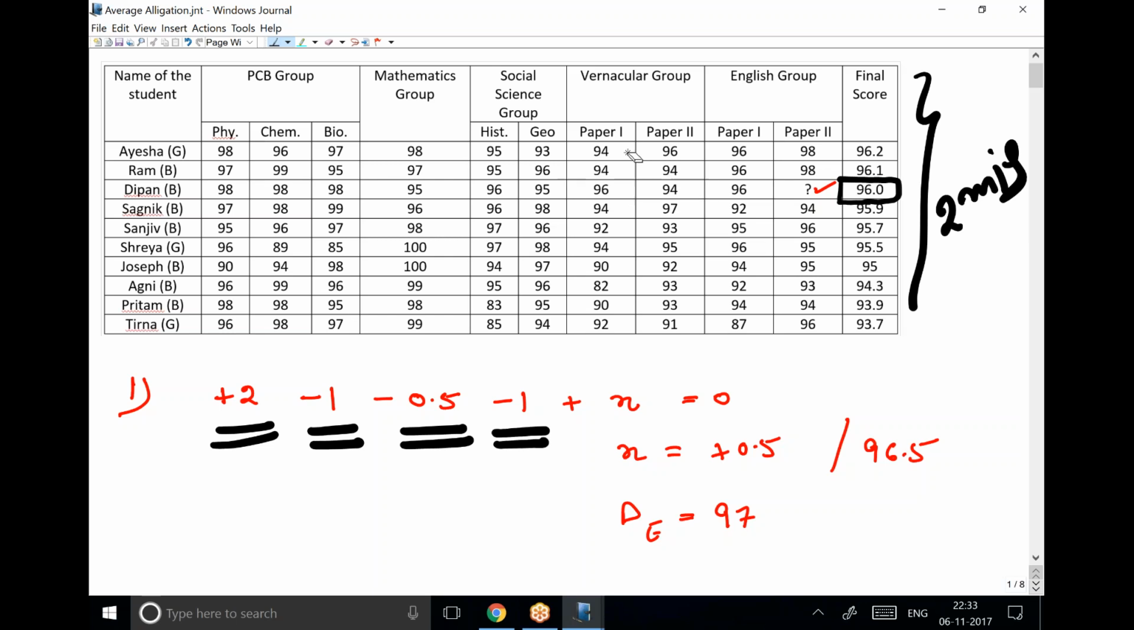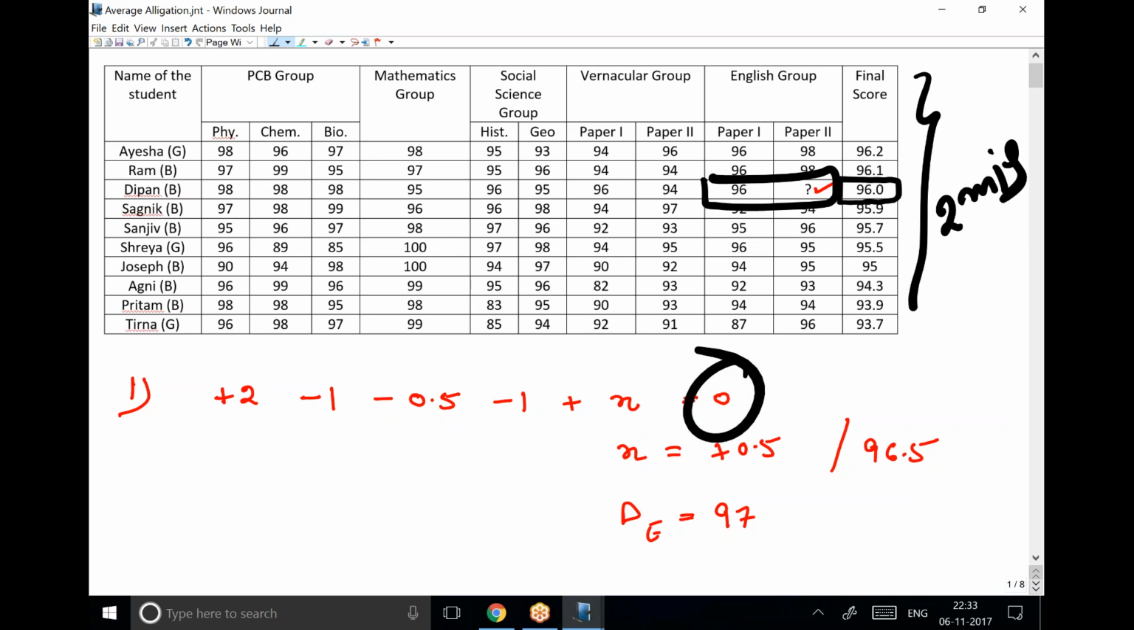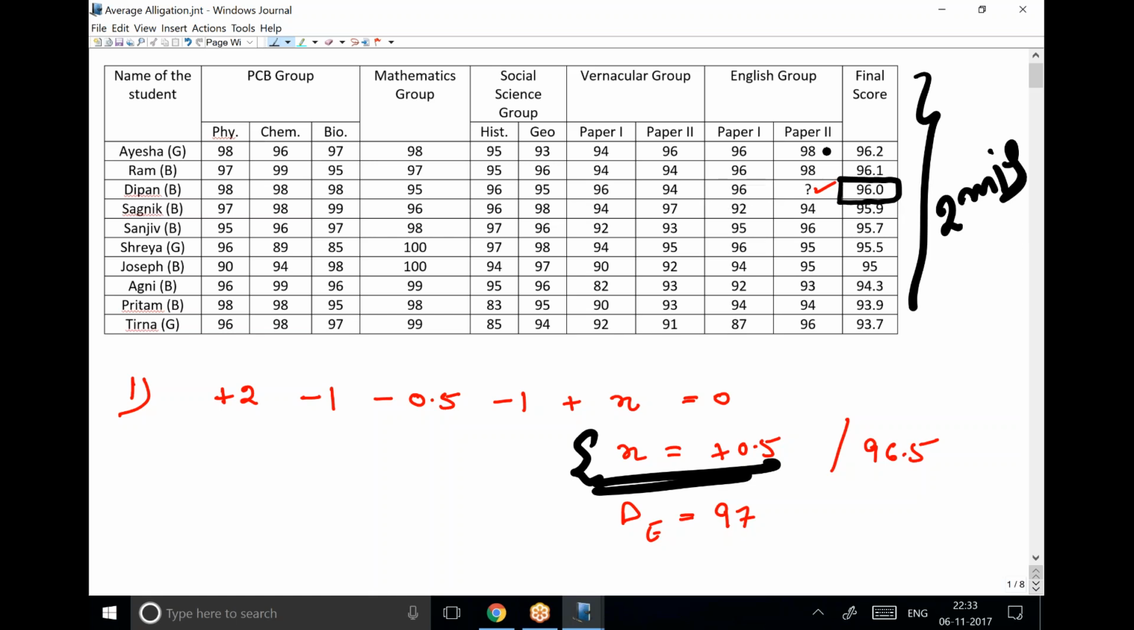Minus 1. And finally, this average we are supposed to find out, so I have written x here, and the total should be equal to 0 because we are taking differences from 96. The difference from the average of 96 is 0 here. So x comes out to be plus 0.5. That means the average of this particular English group has to be 96.5. To make the average 96.5, the question mark should be 97, because if you make it 97, only then will this average be 96.5, otherwise it will not be. So the right answer for this question comes out to be 97.